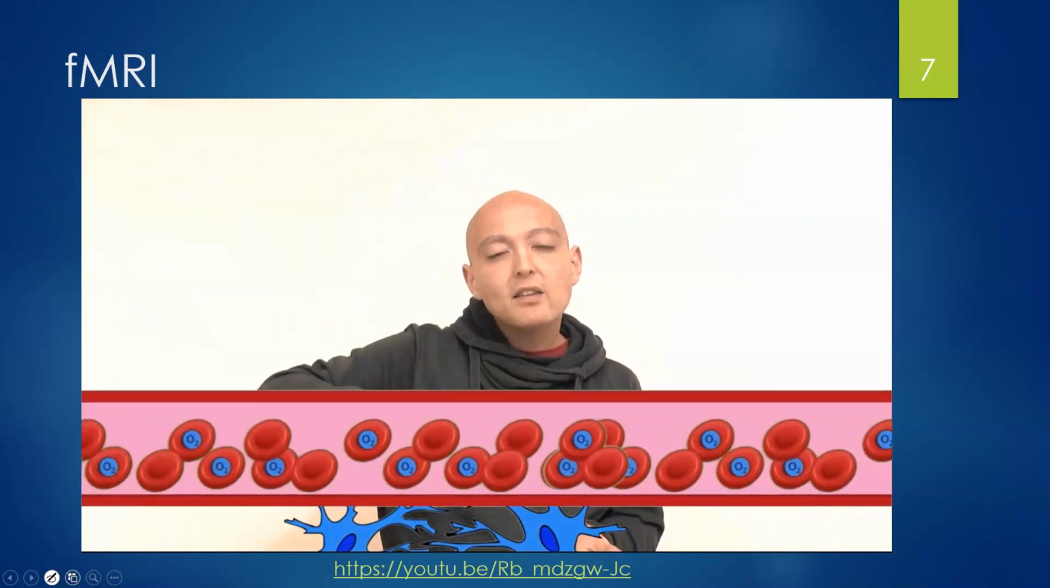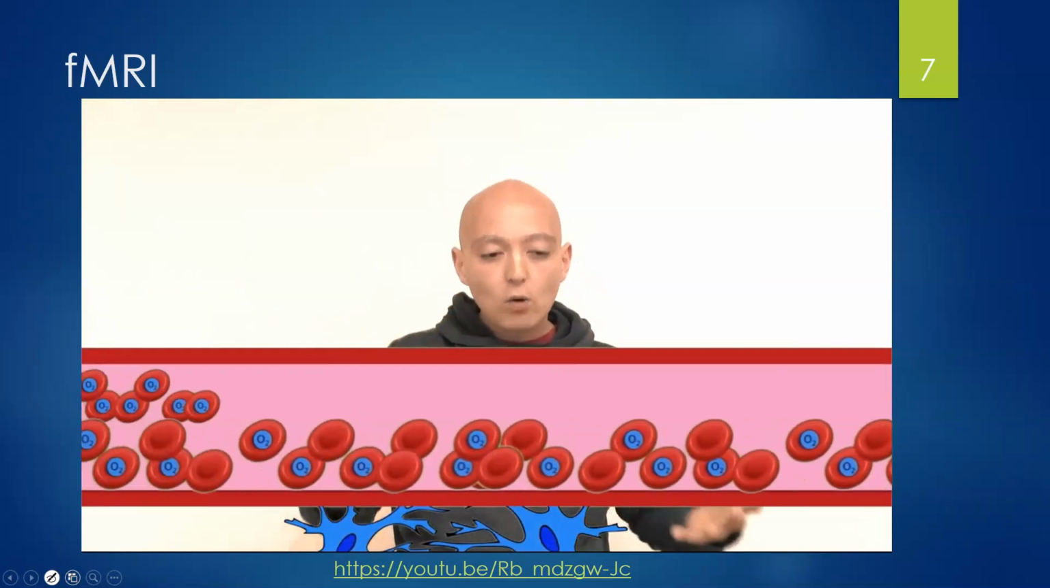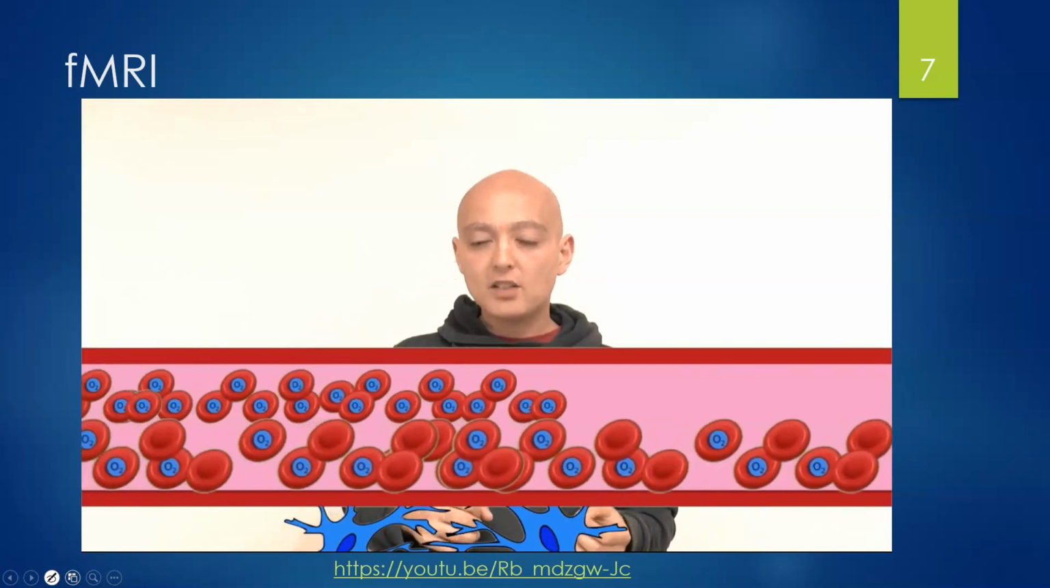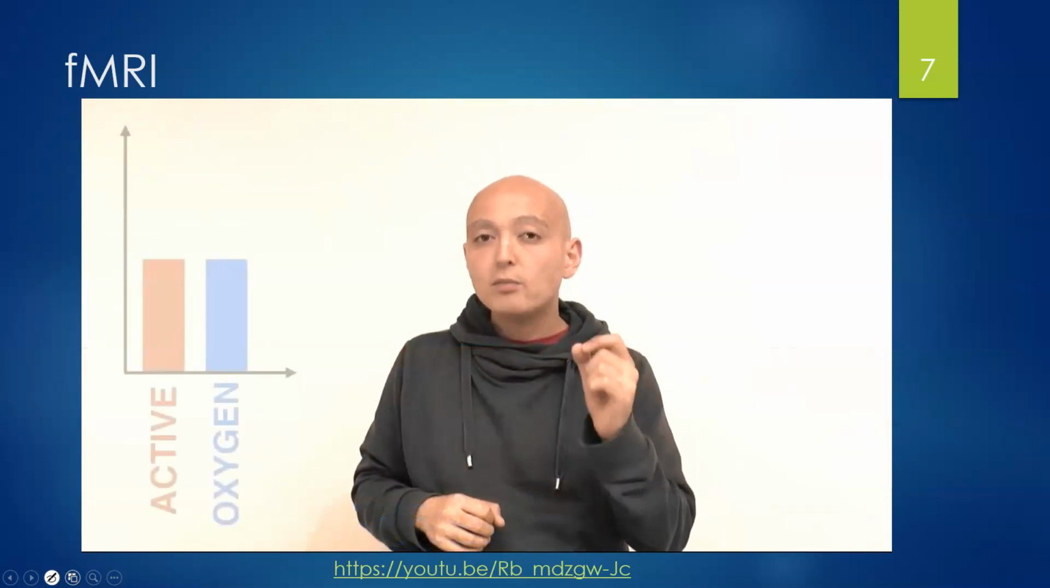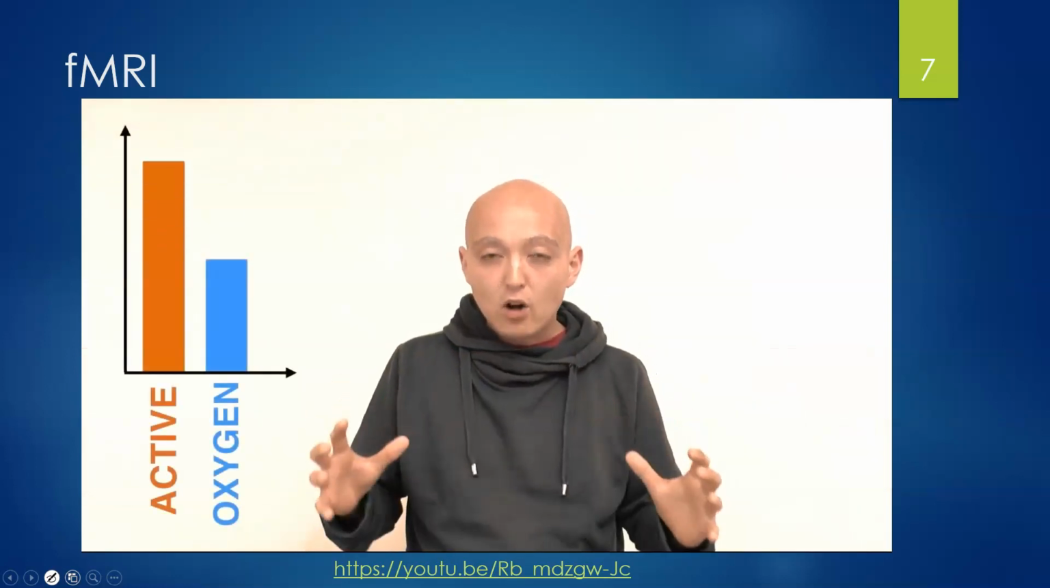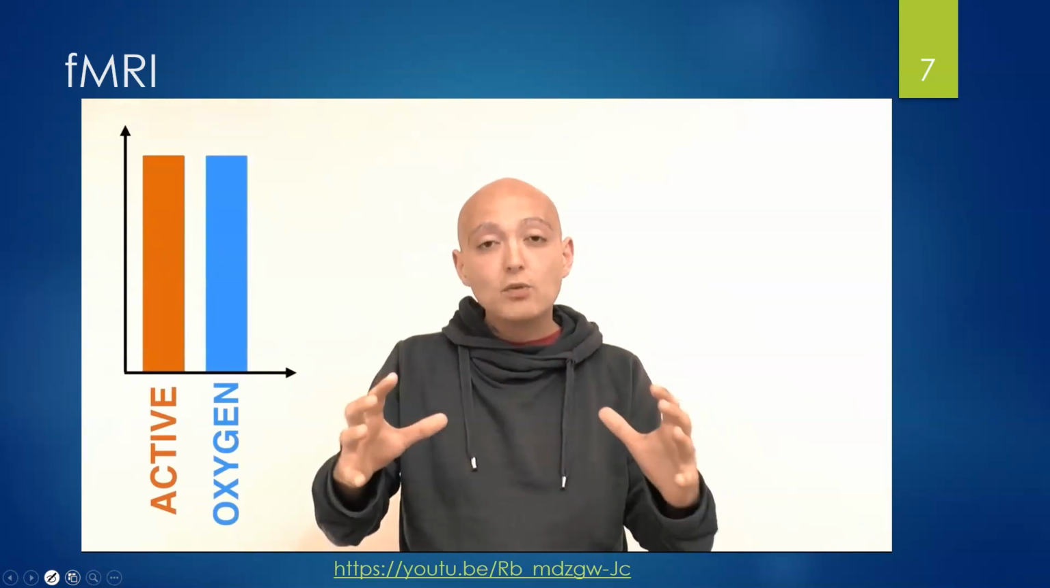Neurons have a pretty nifty trick up their sleeve. When they become more active, they need more oxygen, which they get from red blood cells. So what they do is they actually widen the blood vessels surrounding them in order to attract more oxygenated blood. Now that means when a neuron becomes more active, the oxygen concentration in the blood increases there as well.